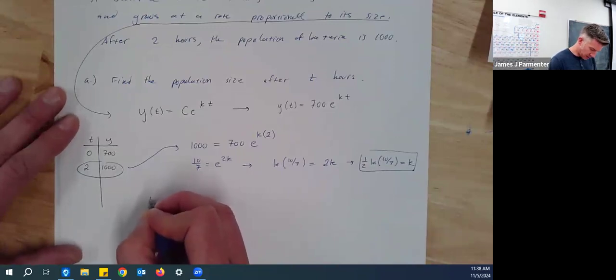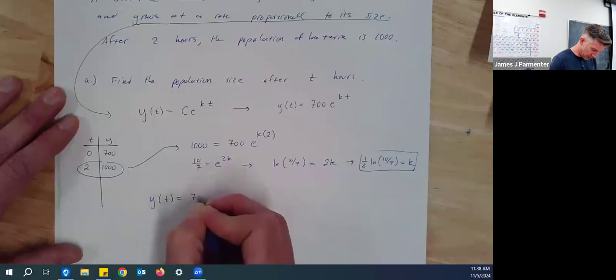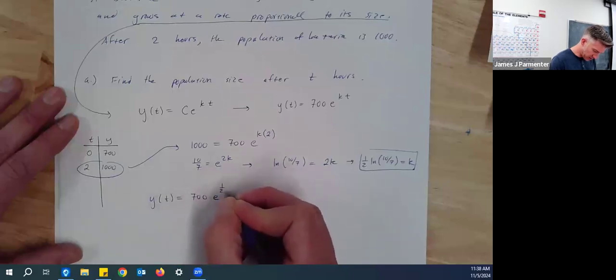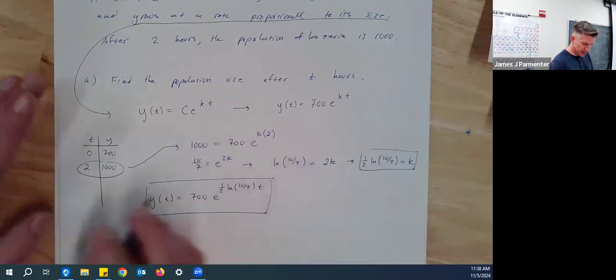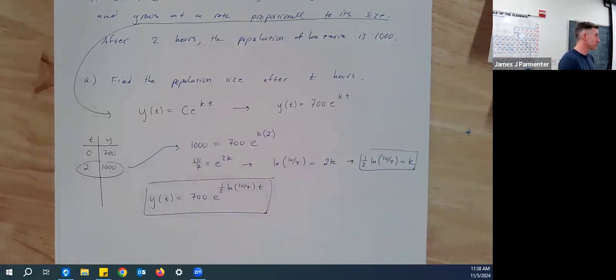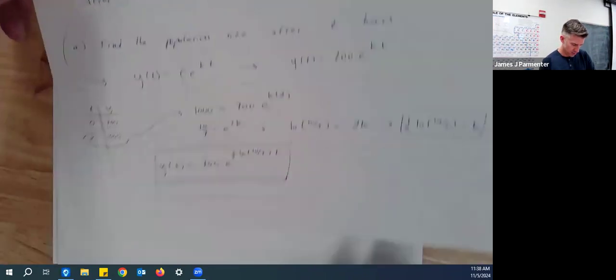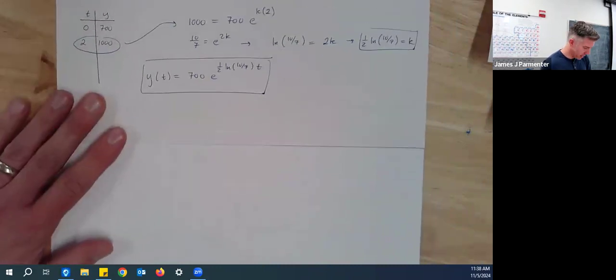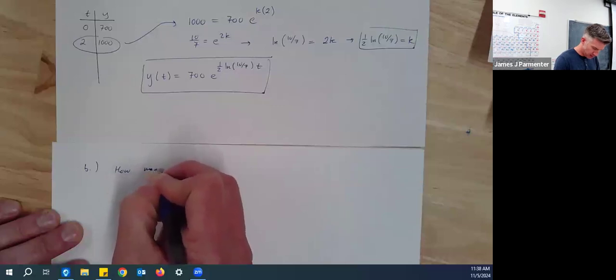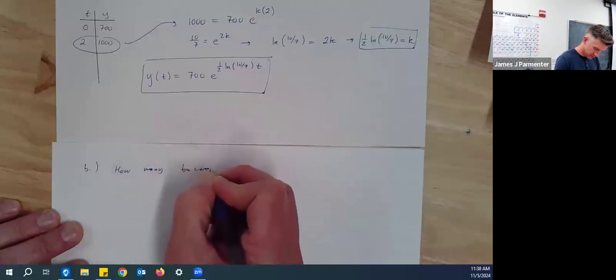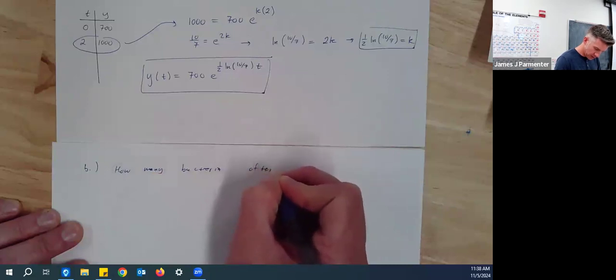So here's our updated, fully fledged model. Our answer to this question is y of t equals 700 e to the 1/2 natural log of 10/7 times t. And that is the population size after t hours, or population as a function of time. Okay, but then we like to ask other questions, like how many bacteria after 6 hours?